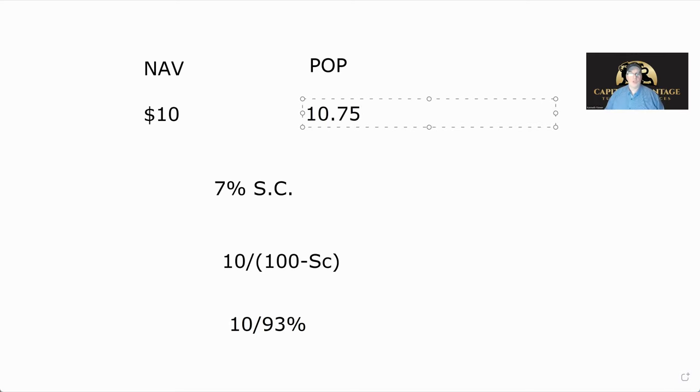So let me try one more just so we have it, because I haven't seen this on a test yet, but I would like to just not take a chance that it isn't there. All new numbers. Let's say the NAV is $8. We want to know what the POP is. And we have a 4% sales charge.